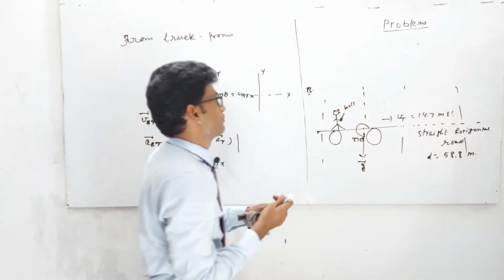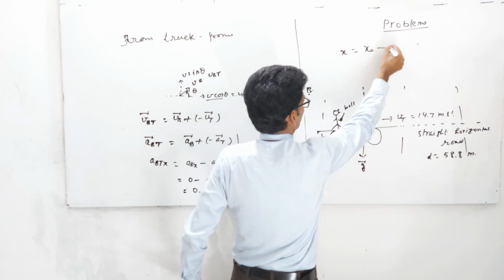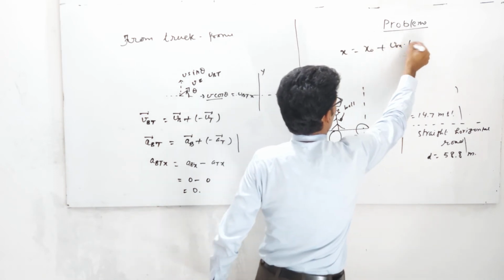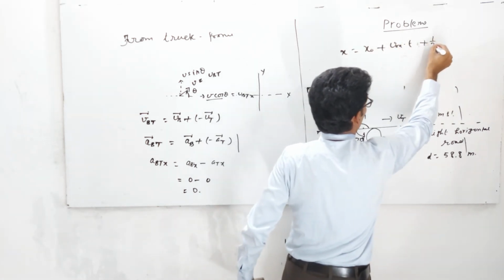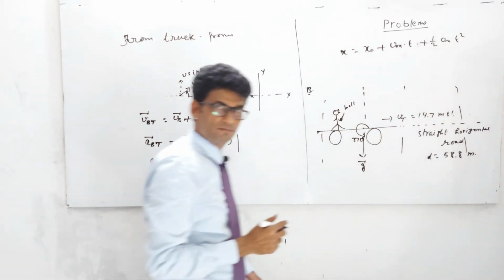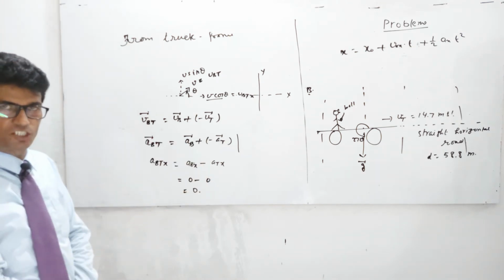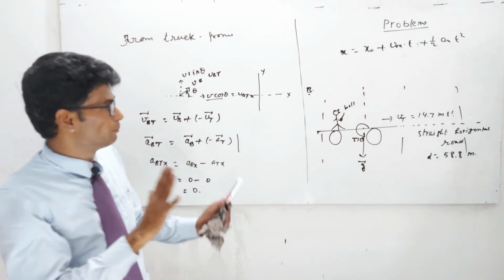So we have to write x motion here. x is equal to x naught plus v naught x into t plus half a_x t square. This is the general relation. We will derive it in the subsequent lecture, but right now we borrowed it from there.